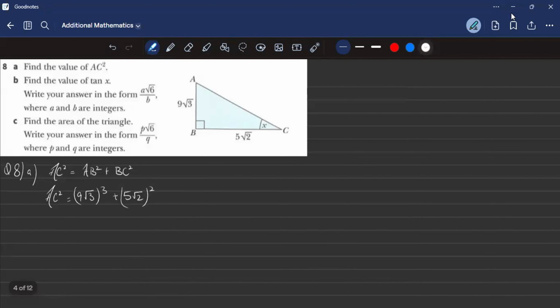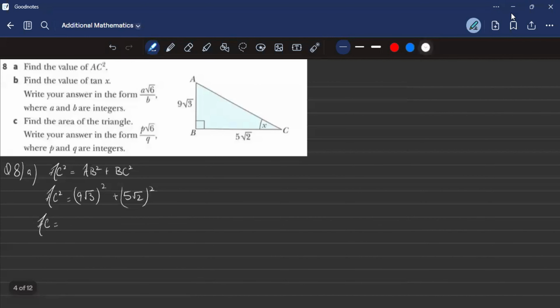Now the thing is, they've told us to find AC squared. Now remember, AC squared, not AC, it's AC squared. Okay, so just remember that. Whatever value we find, we should not apply the under root of that. We would just directly write that value. So AC squared is basically equal to 9 under root 3 squared. By the way, I don't know why I've written this as a cube here. It's supposed to be a square.